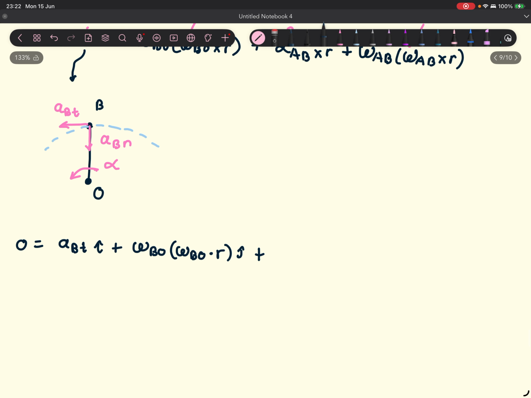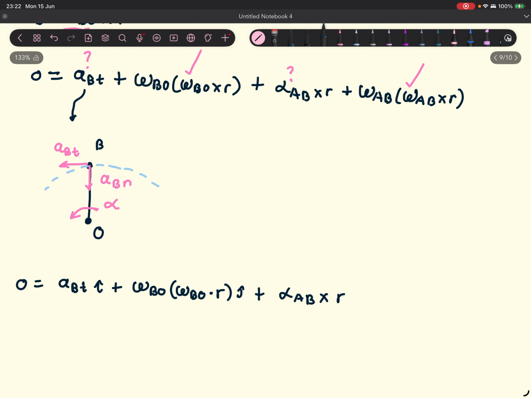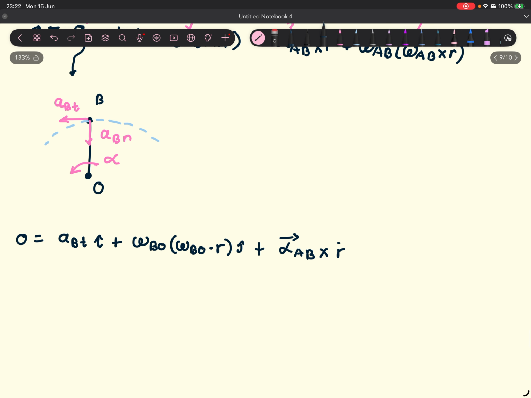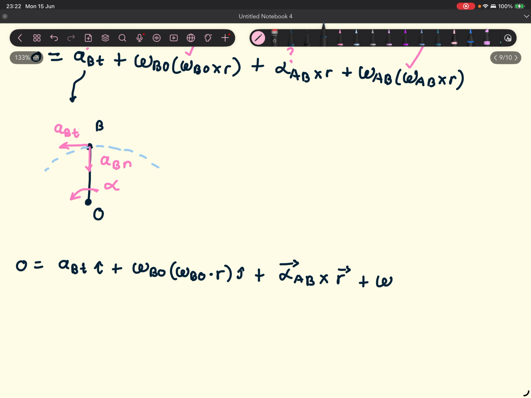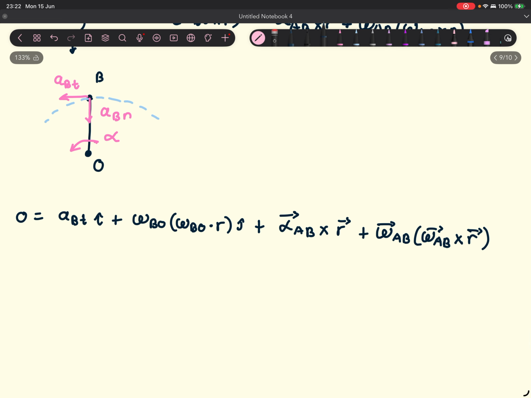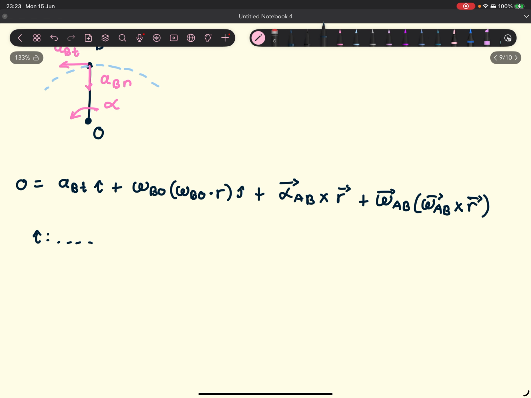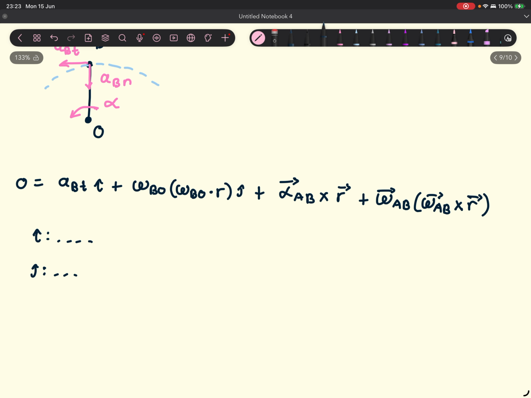And then we have alpha AB crossed with r. So in this case, you'll most likely have to use vectors, and then plus omega AB, vectors again, omega AB crossed with r. Okay, and then all you need to do then is compare i hats together. You'll get one equation, j hats, you'll get another equation, and then use simultaneous equations to solve.